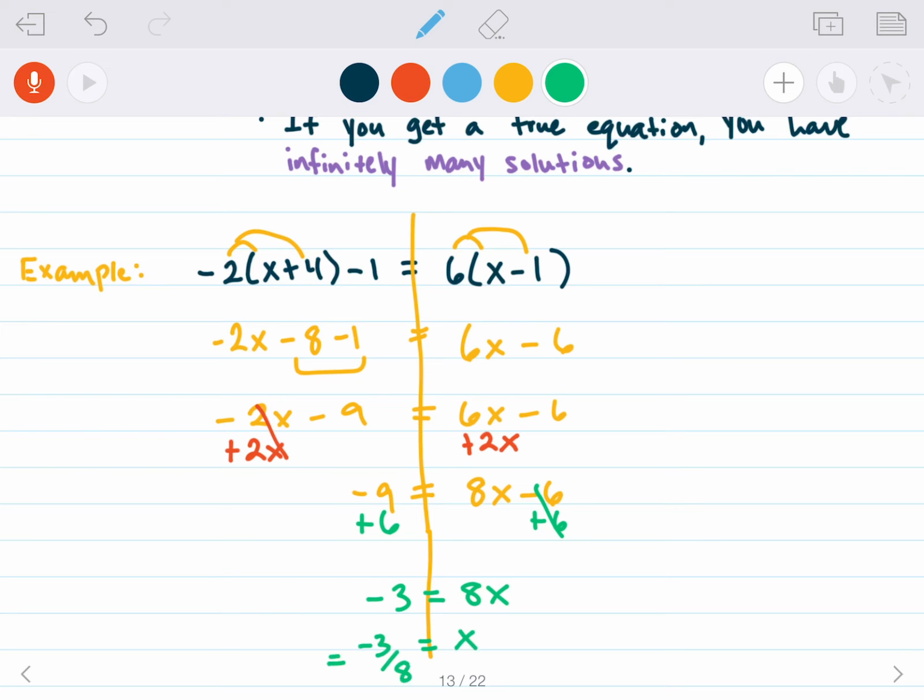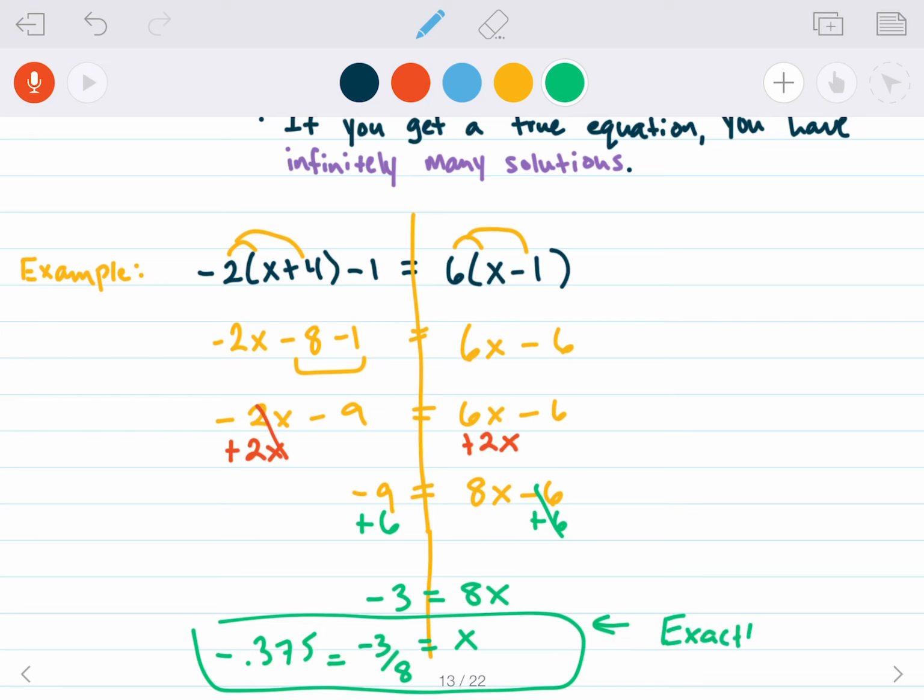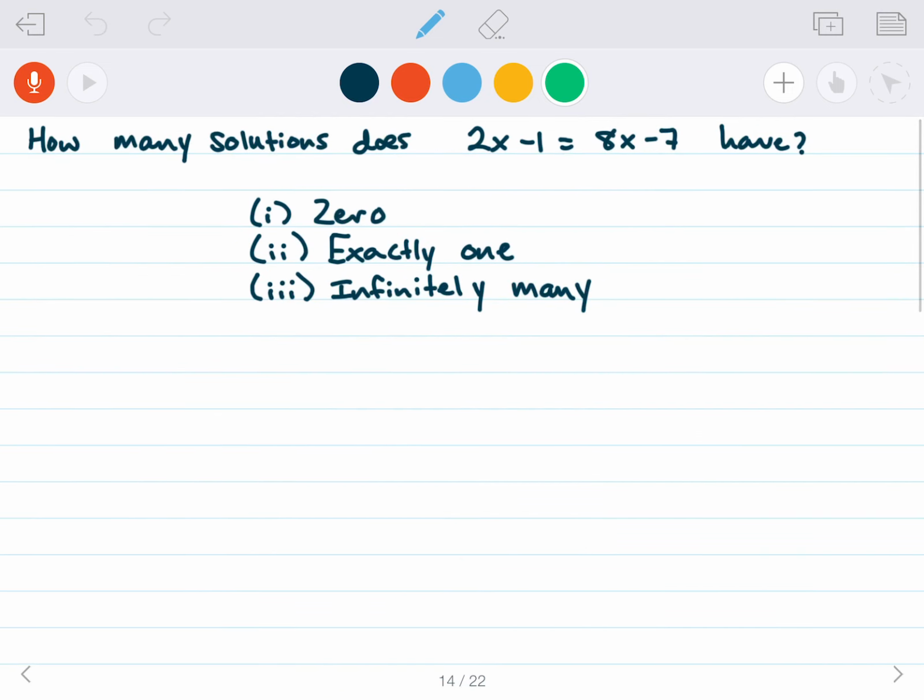And in the calculator, I get negative 0.375, which is what I got before on the graph. So that's how I can verify this algebraically. This is exactly one solution. So that's our first scenario. So let's do some other problems here.